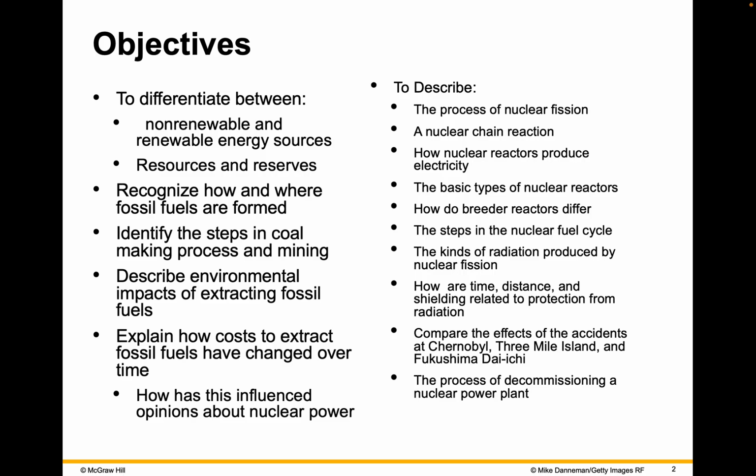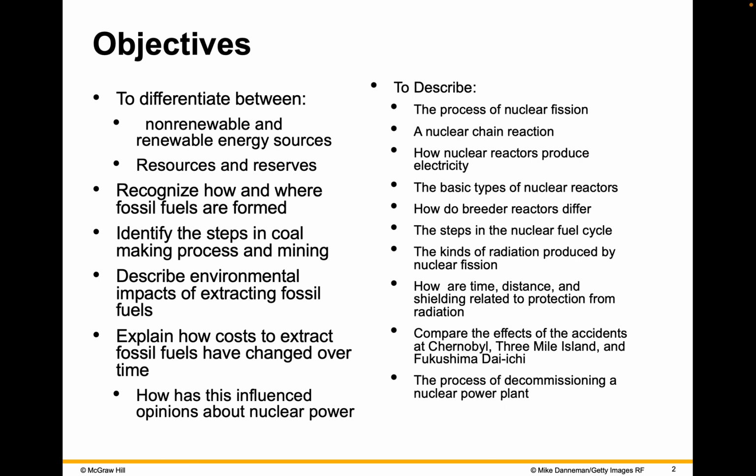All right, our objectives for the whole chapter are to differentiate between renewable and non-renewable energy sources, resources and reserves. You'll be able to recognize how and where fossil fuels were formed, identify the steps in making coal and how it's mined. You'll be able to describe environmental impacts of extracting the different types of fossil fuels. You should be able to explain how the cost to extract those fossil fuels have changed over time, and how the change in cost has influenced people's opinions about nuclear power.